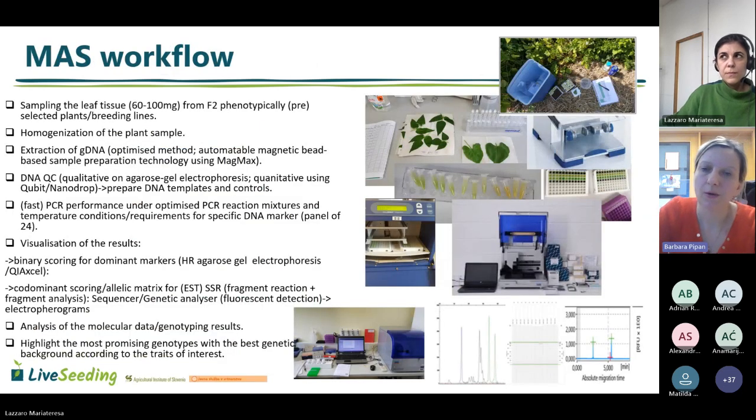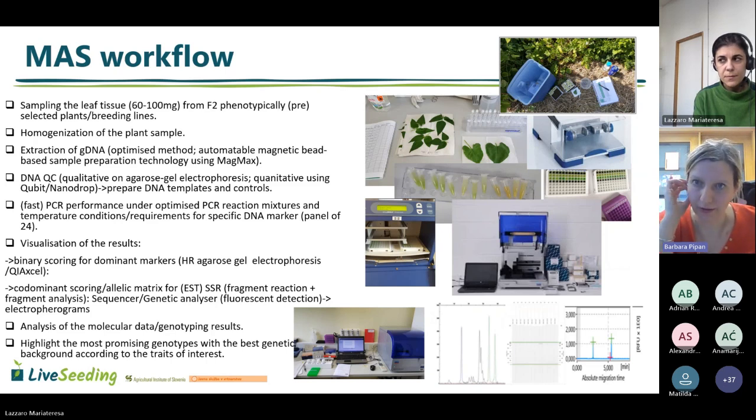As I mentioned, for marker assisted selection we just need 60 milligrams to 100 milligrams of healthy plant tissue sampled in the field from the F2 plants. And this is enough for the application of the marker assisted selection routine use set, which was explained earlier. This is a very technical part, I would say, but whether you are familiar with this or not, I would rather explain it because it helps to understand the next steps. So we do the sampling, we do the homogenization of the plant sample, and then we do the extraction of the genomic DNA.